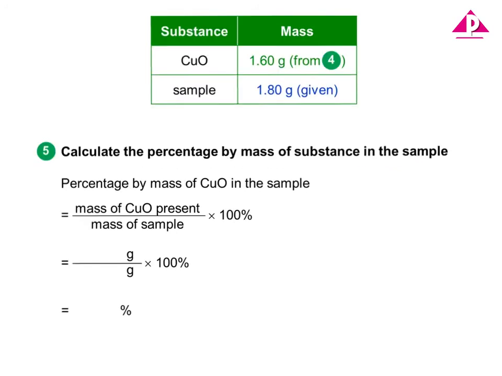Finally, calculate the percentage by mass of copper-2 oxide in the sample. Put the data in this table to the equation that is shown to you at the beginning of the video and do the calculation. The percentage by mass of copper-2 oxide in the sample is 88.9%.